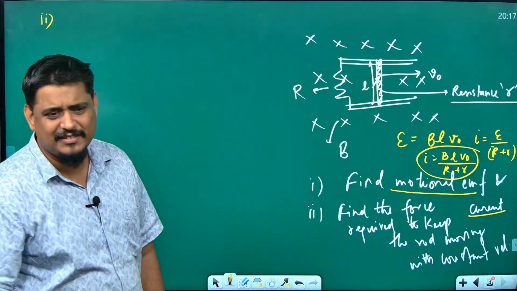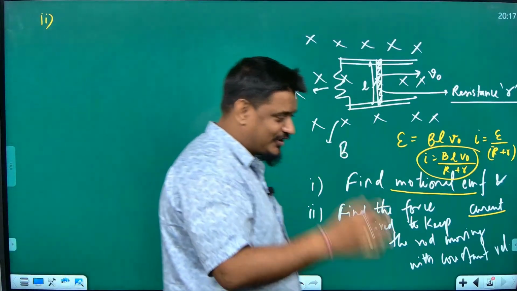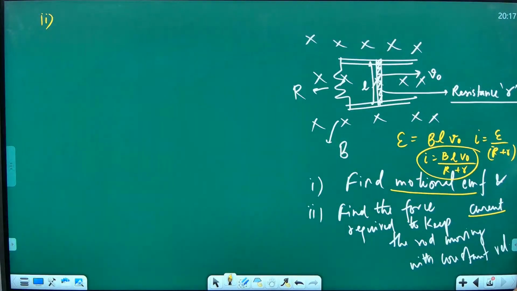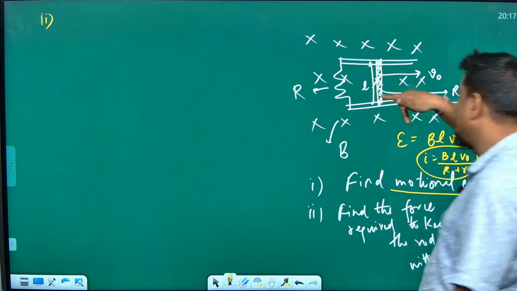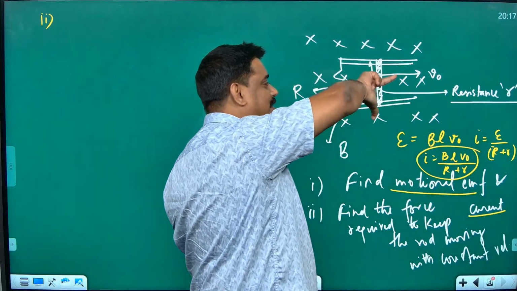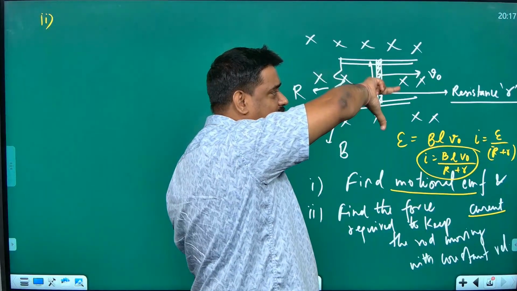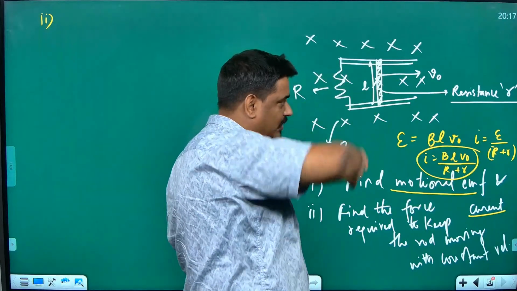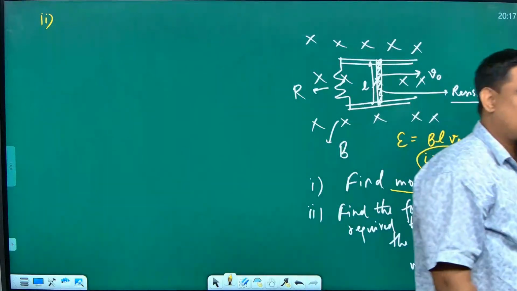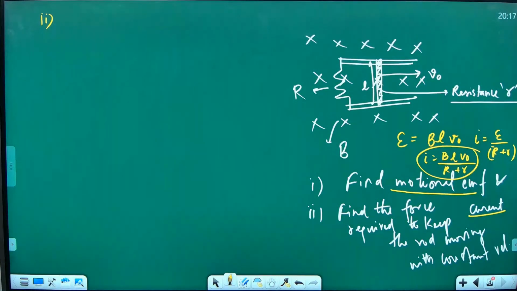What are we finding? Direction of induced current, sorry. So what is the direction of force? Force is towards the right, isn't it? So which direction is the induced current acting? BLV, motional EMF, the current we found.